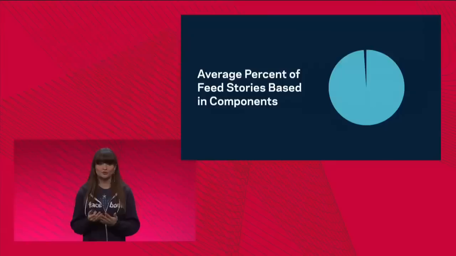In order to help us track progress, we had a special debugging tool. With the debugging mode on, it would render a special marker on each story rendered using components. And it would also display a counter that would show the current percentage of feed stories converted as you scroll. And as we added more and more story types, this number grew higher and higher, up to the point where we just had a long tail of very rare feed units to deal with.